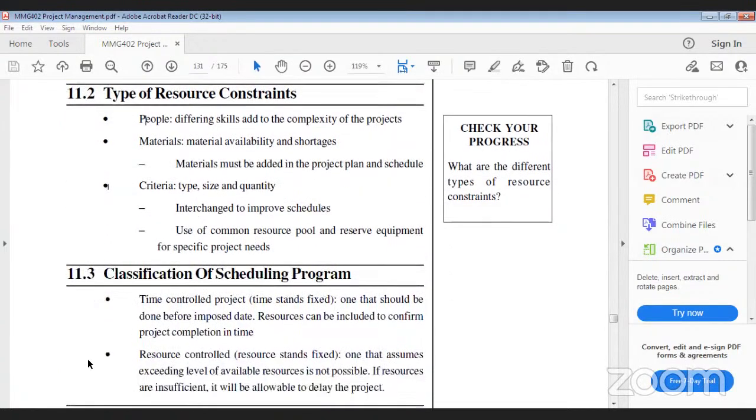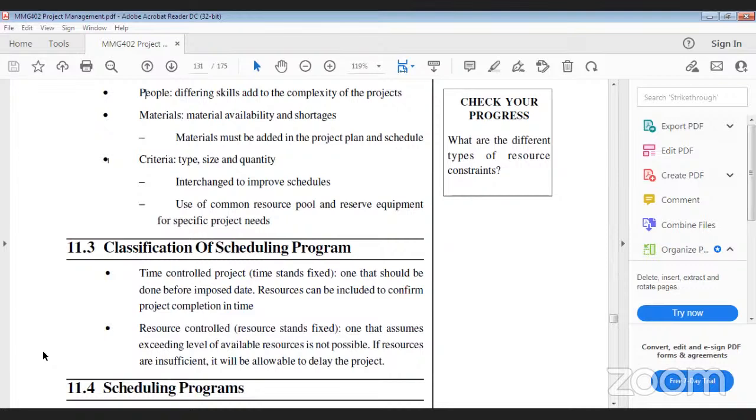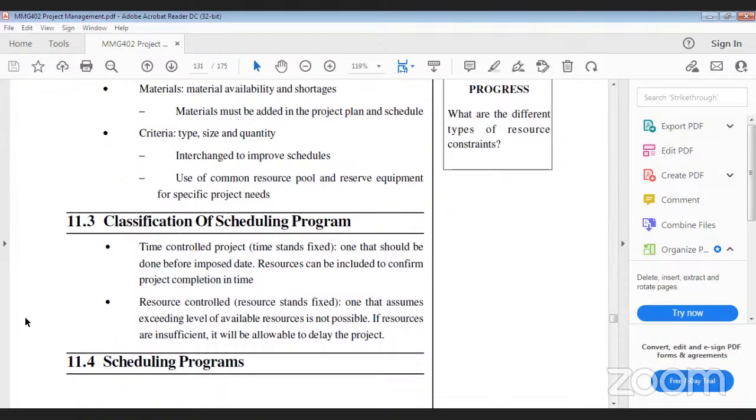There is a classification of scheduling programs here. The time control and project time stands fixed here, one that should be done before the imposed date. Resources can be calculated as a confirmed project and completion in time also. Resources control, one that assumes exceeding the level of available resources is not possible, and if the resources are insufficient, then it will delay the project also.